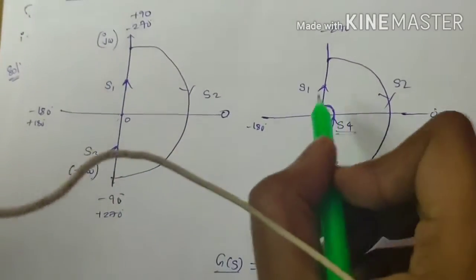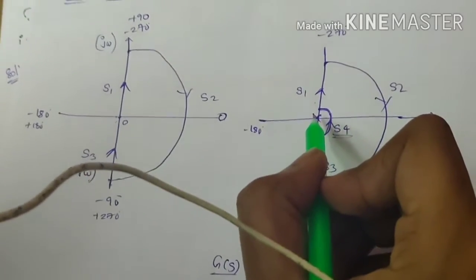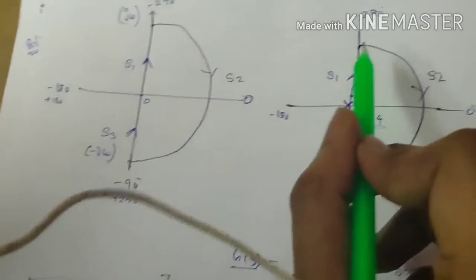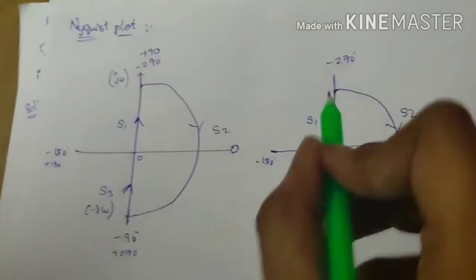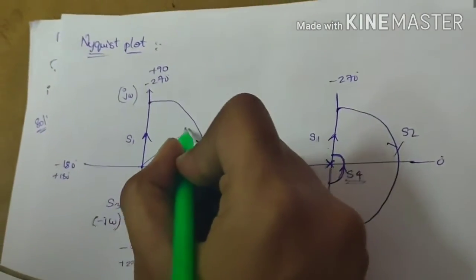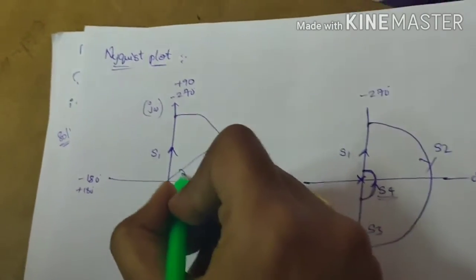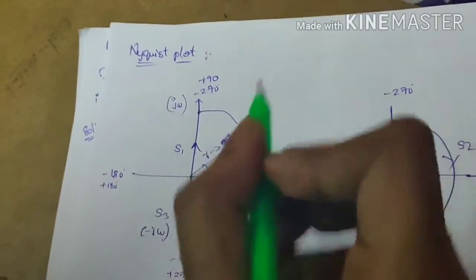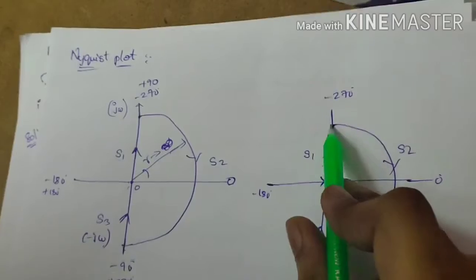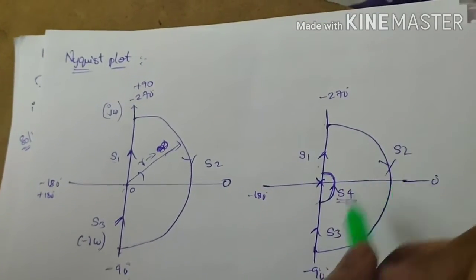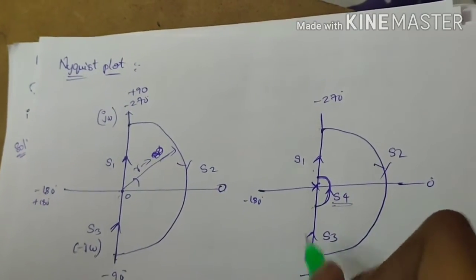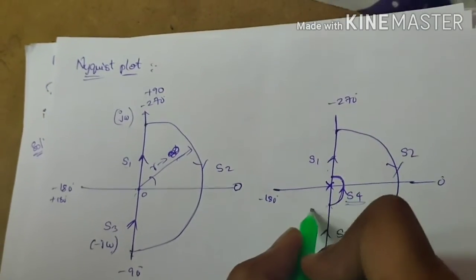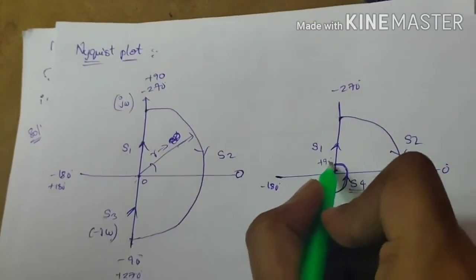And coming here, if you observe, S1 is traveling from 0 to plus 90, S2 is traveling from plus 90 to minus 90 with infinite radius. With infinite radius, the radius will have some angle, the radius will be infinite. Okay, so S2 is traveling from plus 90 to minus 90 with infinite radius. S3 is traveling from minus 90 to here, and S4 is traveling from minus 90 to plus 90.